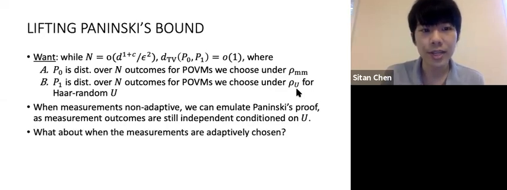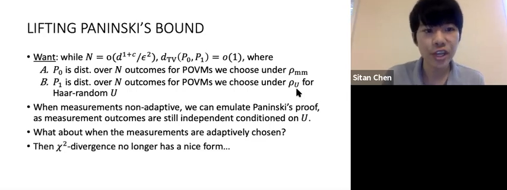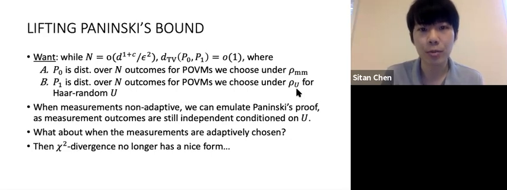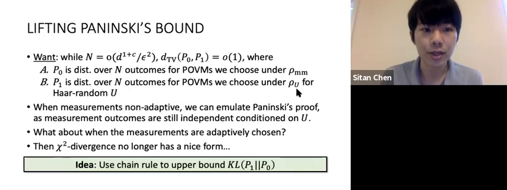And really, the technical challenge is to understand this adaptive setting, in which case this chi-squared no longer has a nice form because capital B isn't a mixture of product distributions. Okay, and so the key technical innovation of this work is to go about this using the chain rule. And this is, in some sense, the way in which we break the power of adaptivity.